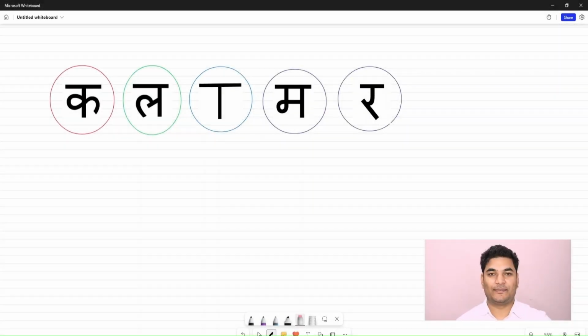Hello, so welcome again. Till now we have done 4 consonants and 1 vowel in its matra form. I have noted them on the whiteboard for you. Let's revise them a little bit, and then we will proceed further with today's lesson.